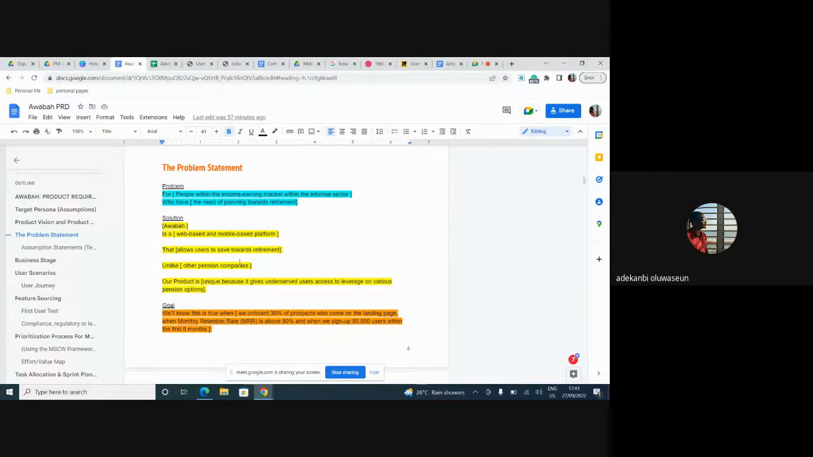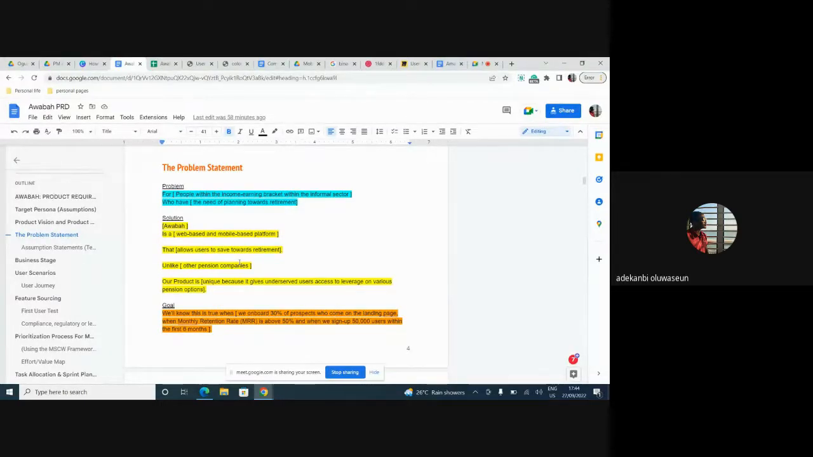The next stage is, unlike other pension companies, our product is unique because it gives underserved users access to leverage on various pension options. Now, what this means is that you are working in a market. Your product is not existing in isolation. Any product you have today, the users have an option. They're probably using Piggyverse, they're using Cowrywise. So why would they choose your product? Why would they choose Awaba?